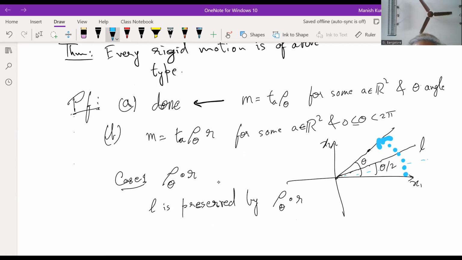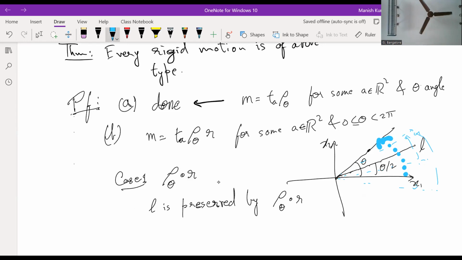If you take a line something like this, under reflection by x1, this will first move here. And then if you do the angle change by theta, it will come here, which is the same as reflecting along the line. So this line basically goes here, which is the same as reflecting along the line. So you can visualize geometrically that this is indeed reflection along the line L.